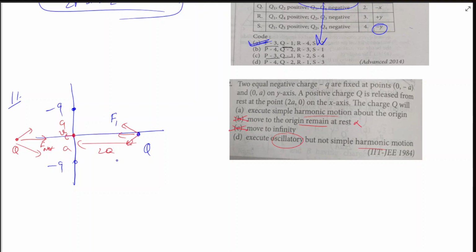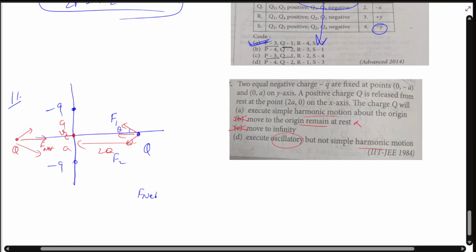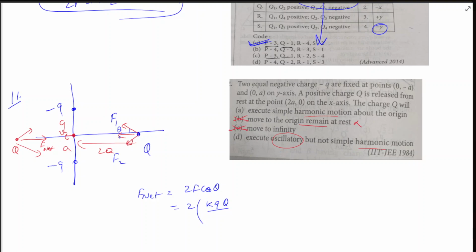Let's say this is F1. The force will be the same, right? So I just need the component. Let's suppose this is angle theta. So F net will be 2F cos theta, right? So 2F will be K Q capital Q divided by, okay, this is a, this is 2a, so this will be root 5 a. So 5a square into cos theta. Cos theta will be base 2a.